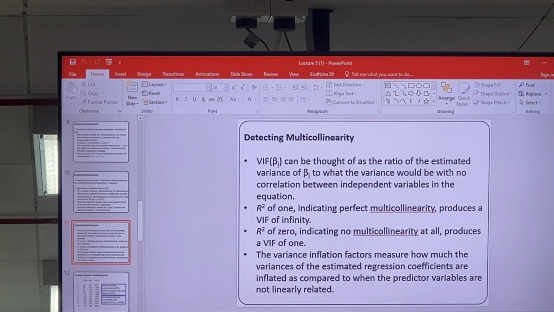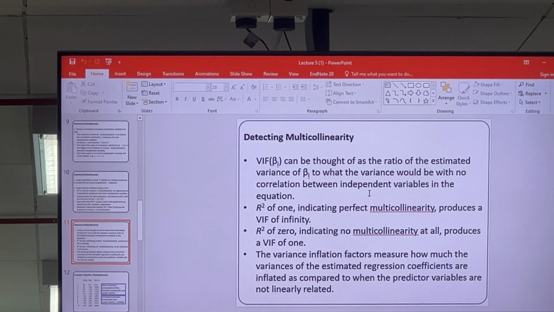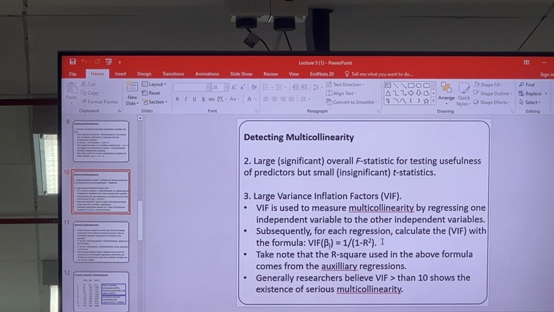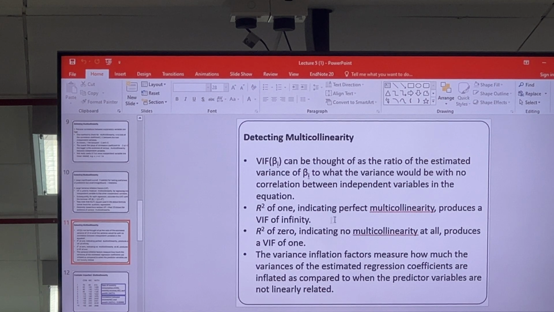So R square of 1, if let's say you regress any of the regressors, any independent variable, against the other independent variables and you get it equal to 1, then it indicates perfect multicollinearity and produces a VIF equal to infinity. So let's say you regress x1 against the other X's and get R square equal to 1, so 1 minus 1 is 0, so it is perfect collinearity, VIF equal to infinity.